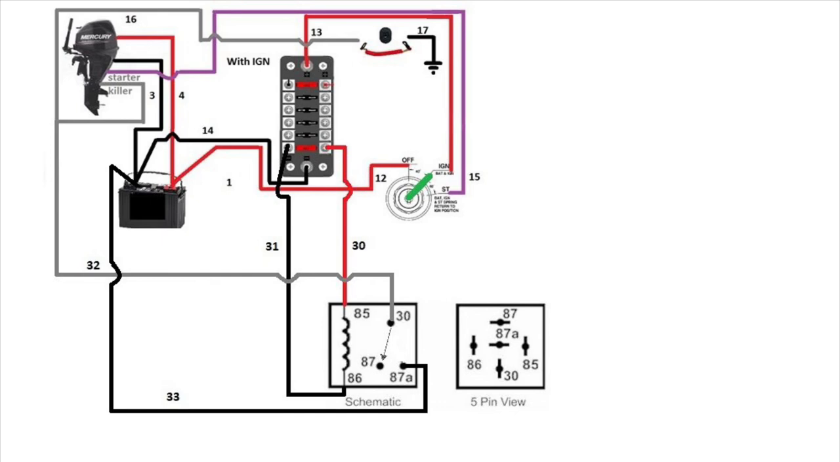At this point, you could start your engine by turning the key just like a car, or by pulling the pull rope. With this setup, as soon as you put your key on the off position, it will automatically shut off your engine, just like a car.